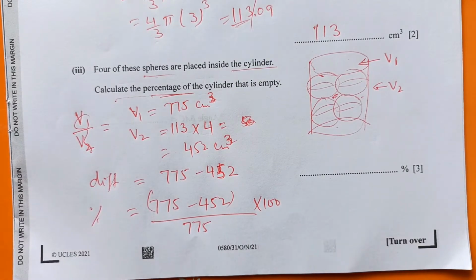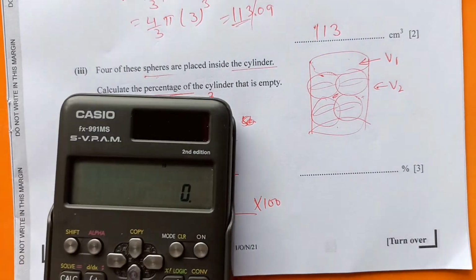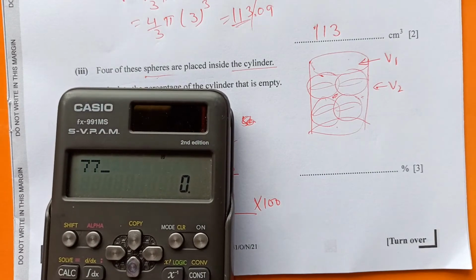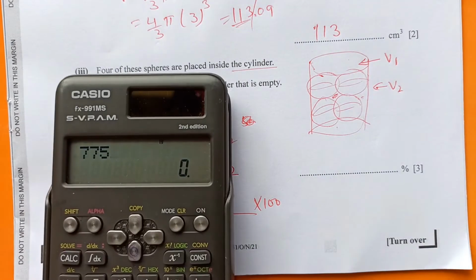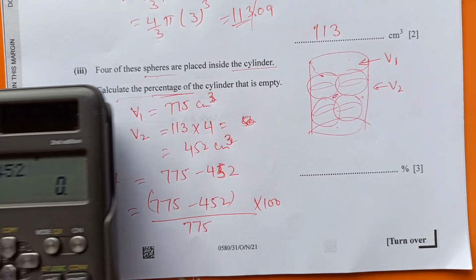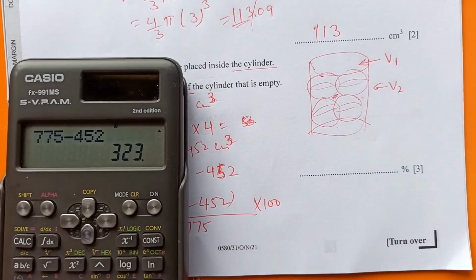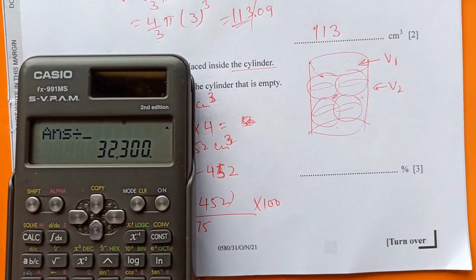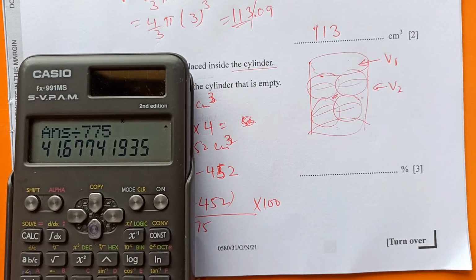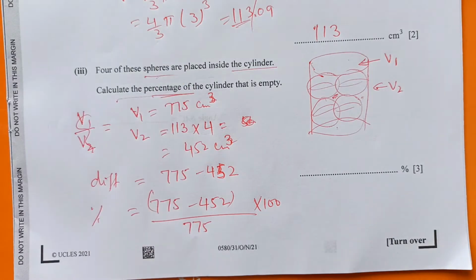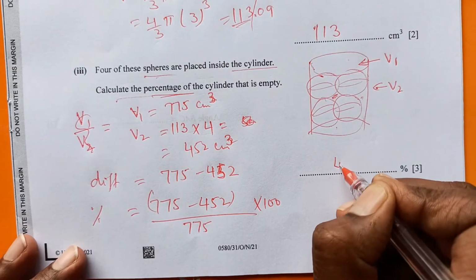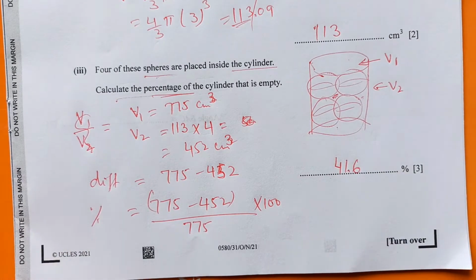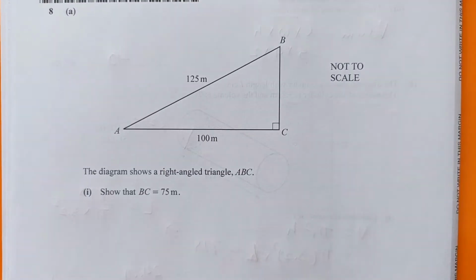And the percentage then will be 775 minus 452 divided by the original one, which was 775, times 100. So let's calculate this one. 775 minus 452 times 100 divided by 775. So this is 41.6. So our answer will be 41.6.